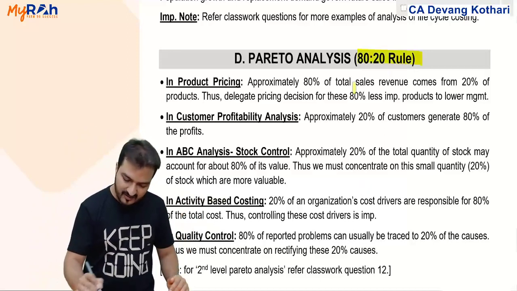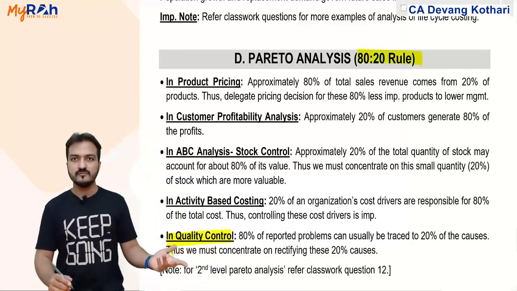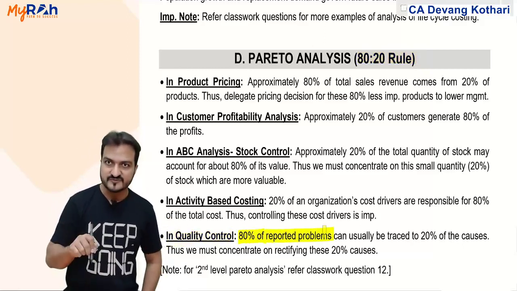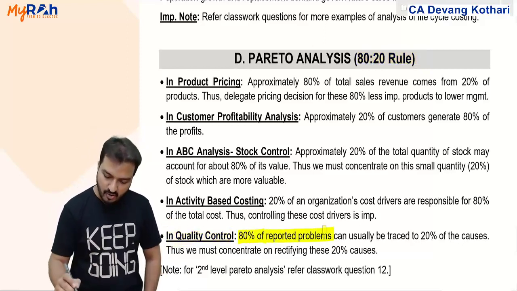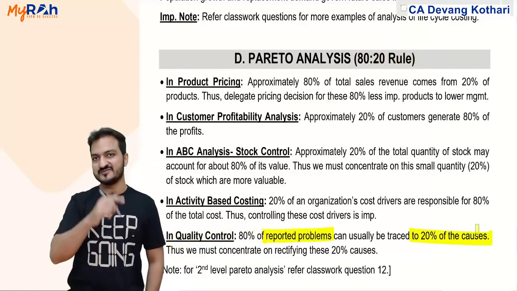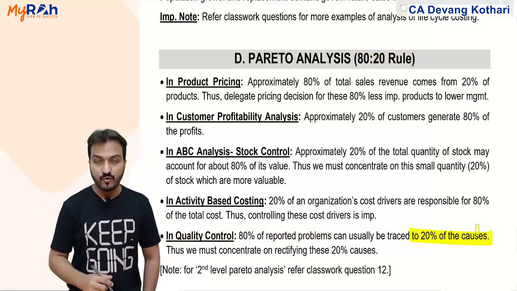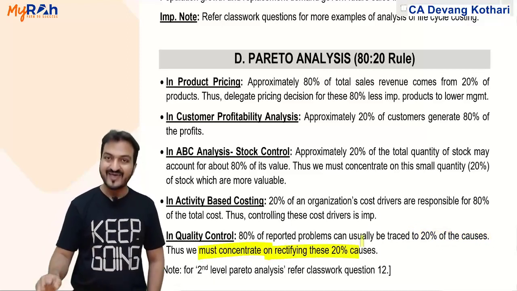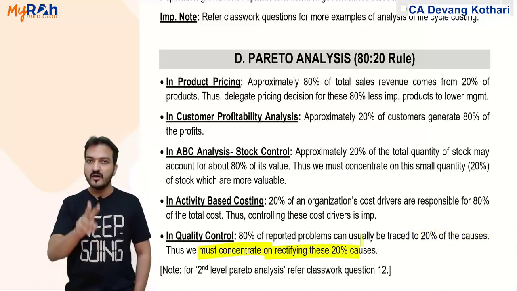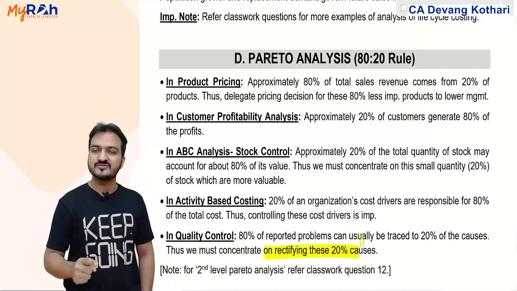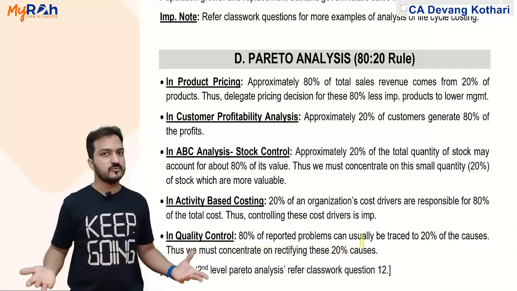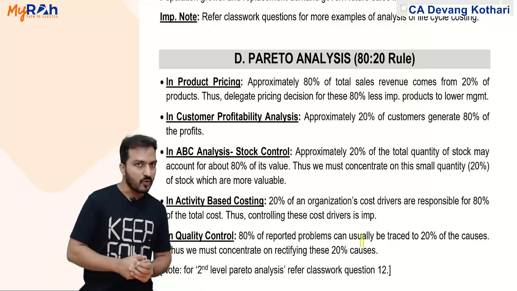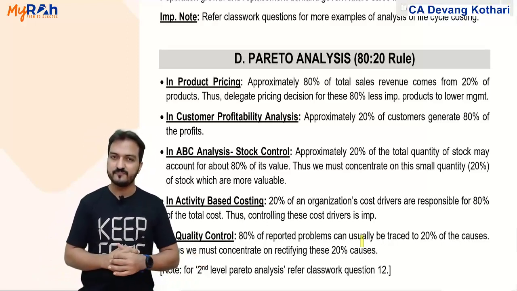Also, you can apply 80-20 in quality control. It says that 80% of the reported problems are happening because of 20% of the causes. So you focus on these 20% causes, you concentrate on rectifying these 20% causes only. If you rectify these 20% causes, then 80% of your problems will be solved. That is my 80-20 rule in quality control. Done? Yes.